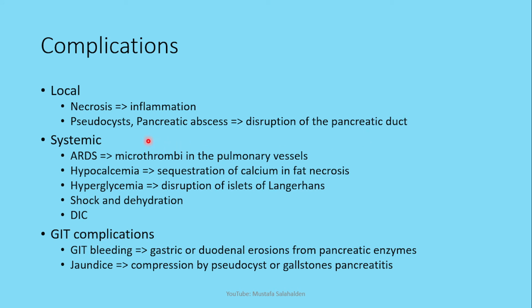There might be systemic complications like ARDS, which is due to microthrombi in the pulmonary vessels, hypocalcemia because of sequestration of calcium in fat necrosis, hyperglycemia because of disruption of islets of Langerhans, and there might be shock and dehydration, and disseminated intravascular coagulation might be present.